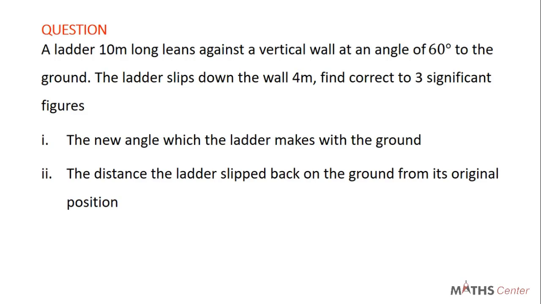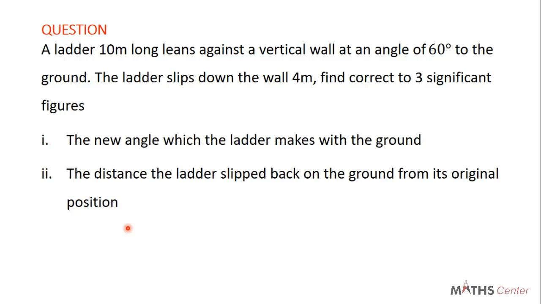A ladder 10 meters leans against a vertical wall at an angle of 60 degrees to the ground. The ladder slips down the wall 4 meters. Find, correct to 3 significant figures, (i) the new angle which the ladder makes with the ground, (ii) the distance the ladder slips back on the ground from its original position.